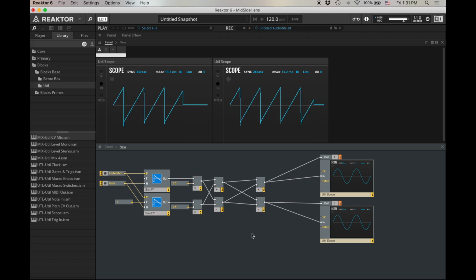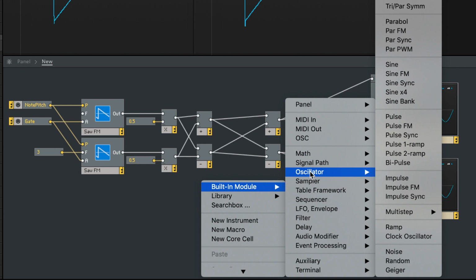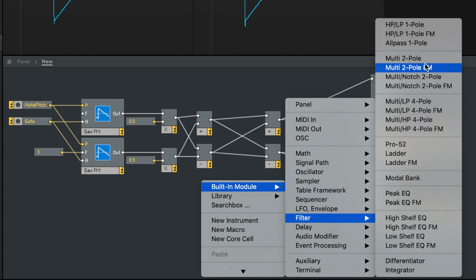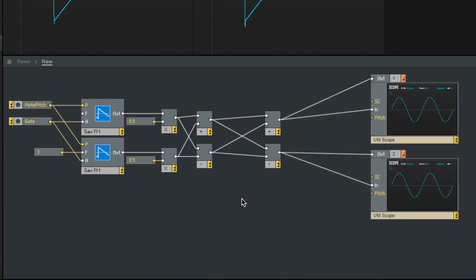Okay, so once again, we should be hearing the exact same thing. Built-in module. Let's add in a filter. Keep it simple for now. Multi-tuple in. Let's use the high pass first.